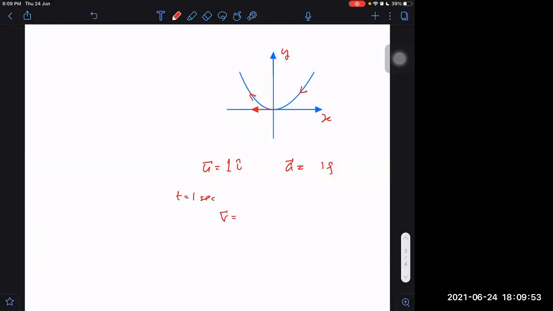Velocity will become u plus at, by using the formula u plus at, with proper vectors: i cap plus j cap. This is velocity. And what is acceleration? Acceleration is 1 j cap. What is the angle between the vector 1 j cap and the other vector i cap plus j cap? Can you tell the angle between those two? This is 45 degrees only. One is i cap plus j cap and one is j cap, so the angle between those is 45 degrees.